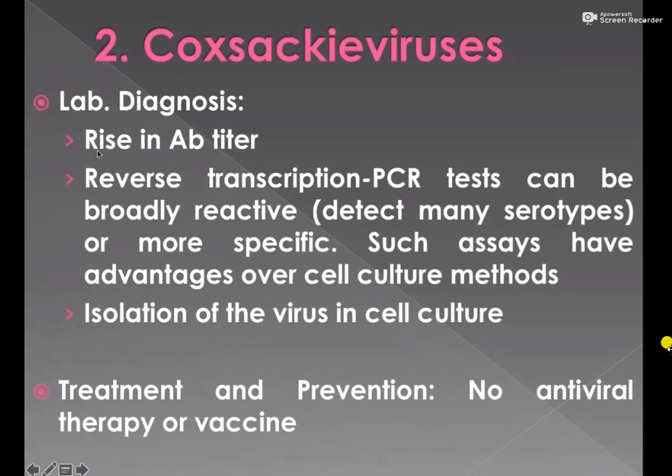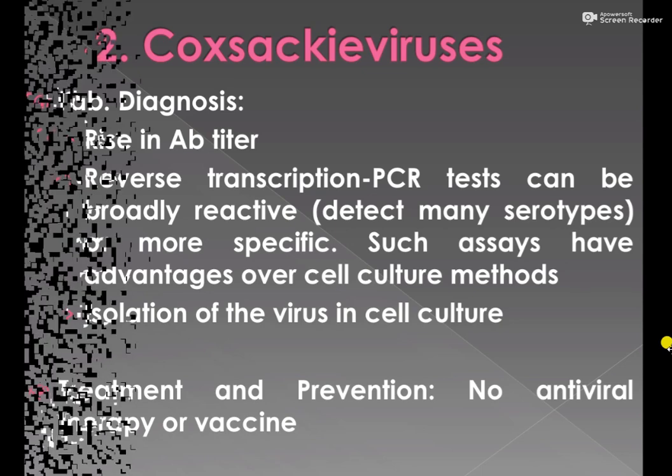Lab diagnosis: rise in antibody titer, further by ELISA, and could be by PCR to detect the virus. Treatment: there is no antiviral therapy or even a vaccine. Of course for both poliovirus and Coxsackie virus there is no antiviral therapy. For polio there is a vaccine, but for Coxsackie virus there is no vaccine. This is what is required from you about Coxsackie viruses.